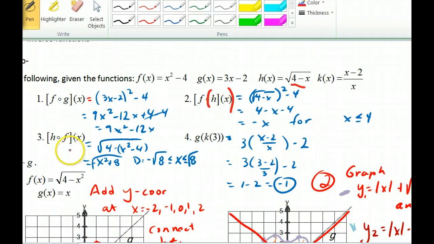Then the third one, put the f function into the h. And we did that again. And then at the end, our domain is limited by negative square root of 8 to square root of 8. And then the fourth one is that we try to put 3 into the k. Well, you can do it a couple ways. G of k, you can put this in, and then you can apply the 3 at the end, or else you can just put the 3 into the k function, and then evaluate that value from g. So you plug it in there. I did it the long way kind of there.